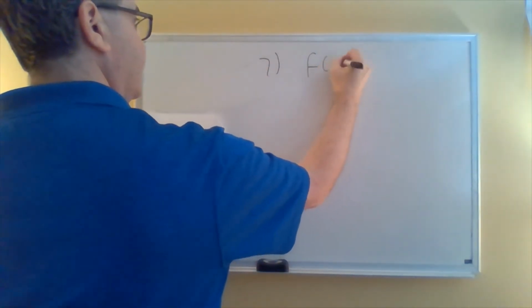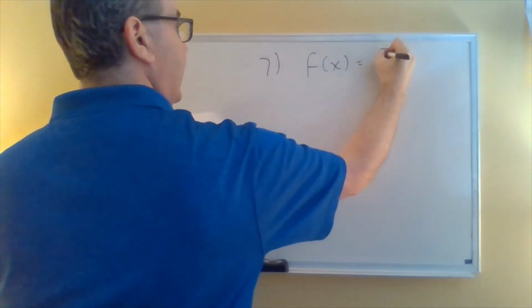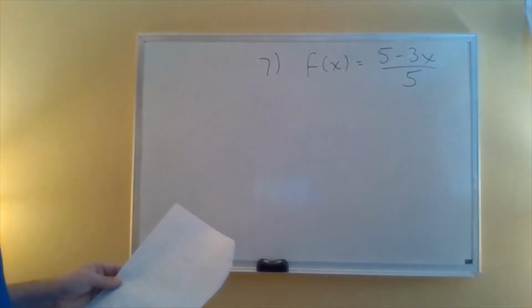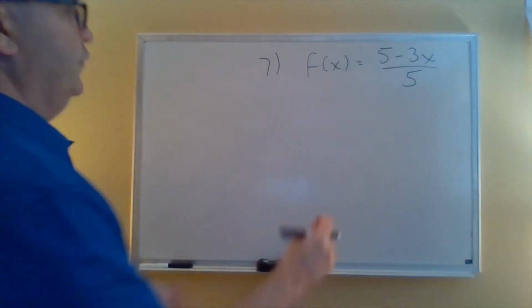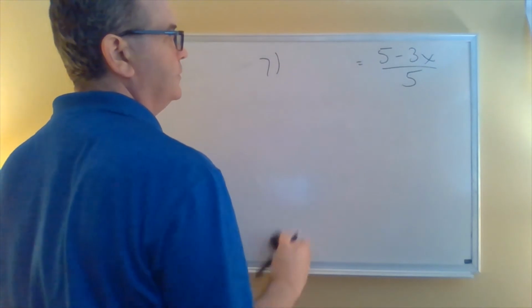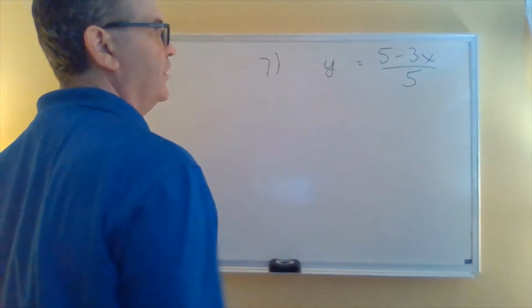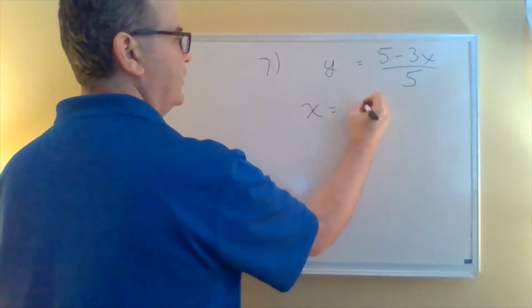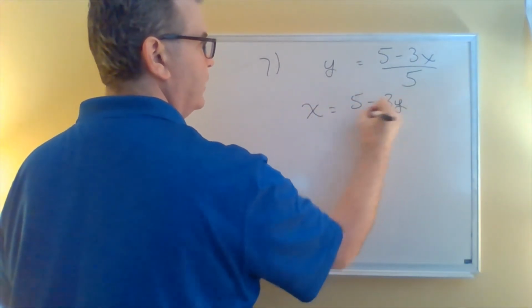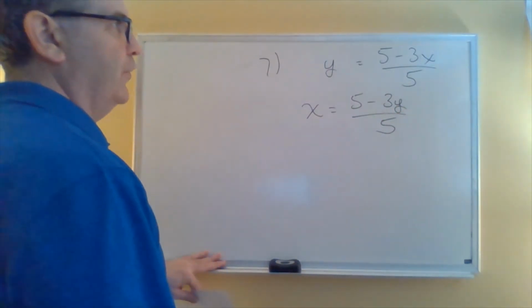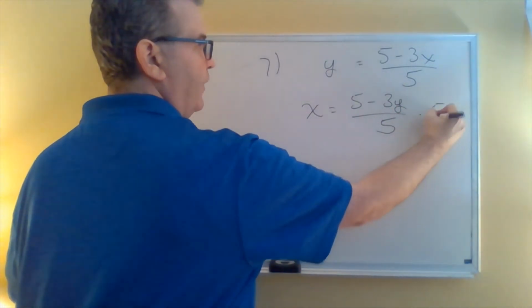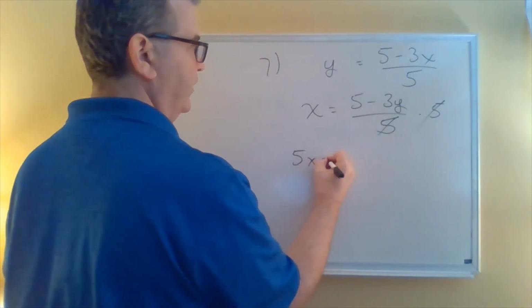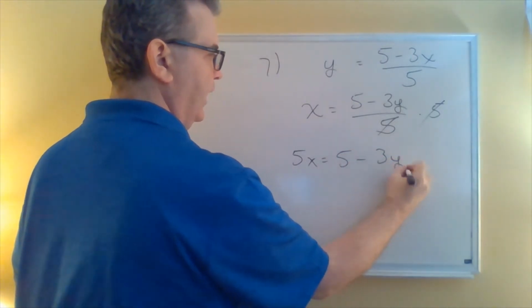And I have f of x equals (5 minus 3x) over 5. So I'm going to change f of x to y, and then rewrite it. Anywhere I see y, I change it to an x. Anywhere I see an x, I change it to a y. So x equals (5 minus 3y) over 5. I'm going to solve this for y. First thing I'm going to do is multiply it by 5, so I can get rid of those 5s there. They'll cancel out. I have 5x equals 5 minus 3y.